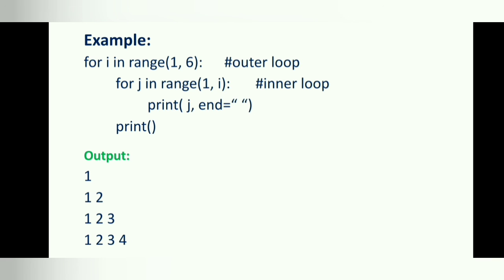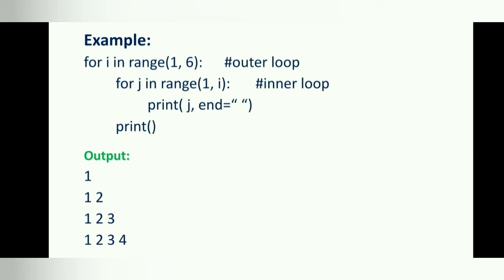In the second iteration of the inner loop, the print statement will print the value of j, which is 2, and a blank space. Then it comes out of the inner loop and prints the last print statement, which is a blank line. So after this iteration, the values 1 and 2 will be displayed on the screen. In the next iteration, the value of i is 4, which is also ending point for the inner loop. In this iteration, body of the inner loop will be executed 3 times because the starting point is 1 and ending point is 4, which is not included. So after this iteration, the values 1, 2 and 3 will be displayed on the screen.